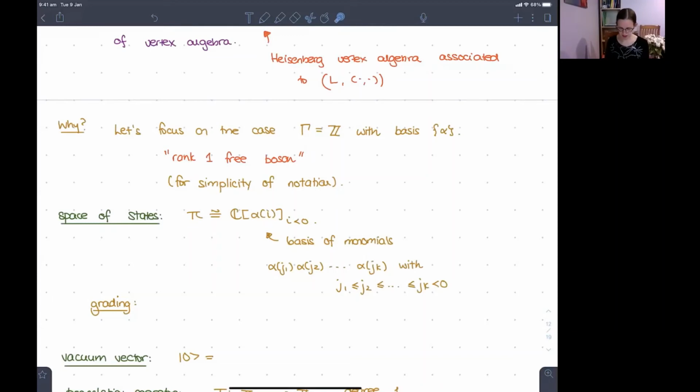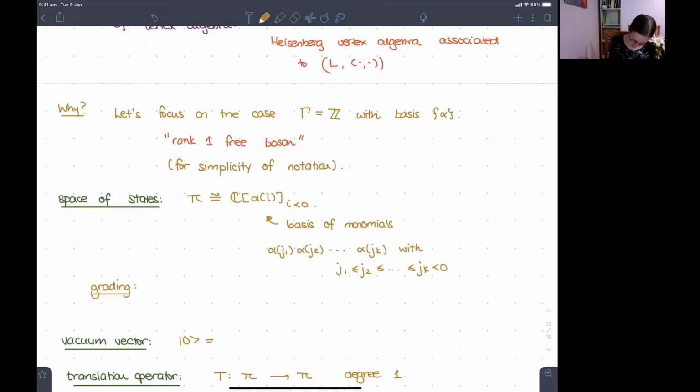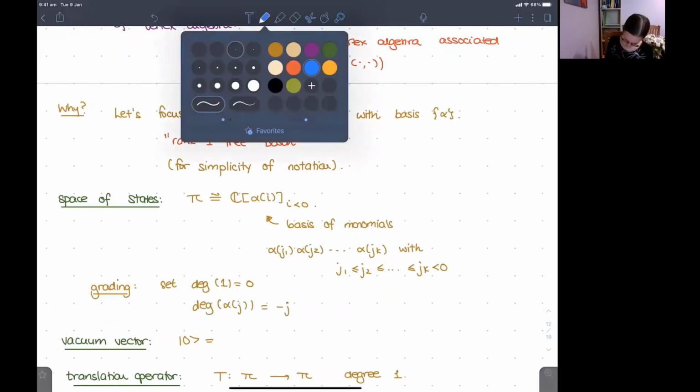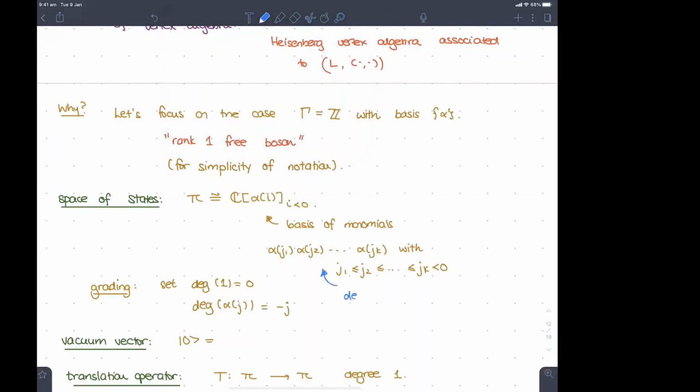And the first data that we needed was a space of states, and that is going to be our vector space. And now, because we only have one alpha, the monomial is like this, which is a little bit of a headache to write. And our space of states was supposed to be graded. And I want it to be positively graded. So I'm going to set the degree of 1 to be equal to 0, and the degree of alpha j to be equal to minus j. And so that means that a monomial like this guy has degree minus the sum of the ji's.